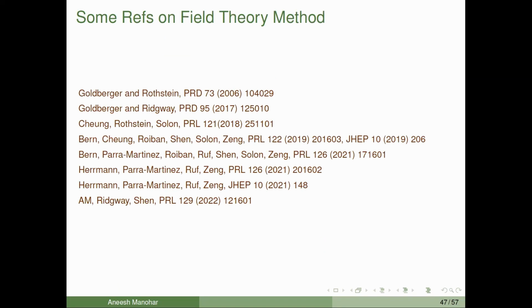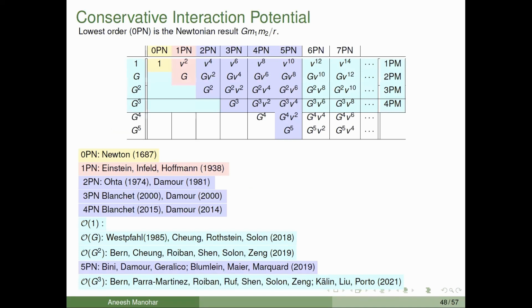So the field theory method was done by a lot of people. I'll not go through all of this, but if you look at it carefully, you will see that, I don't know, 80% of them work from Caltech. The rest, I think, are from UCLA. And what I'm going to talk about is the work I did with Alec Ridgway and Jia Xian Shen. They were all students here. Alec was with Mark Wise, and Jia Shen was with Cliff. So let me show you what was done with the interaction potential.